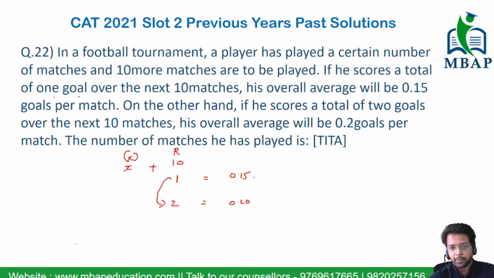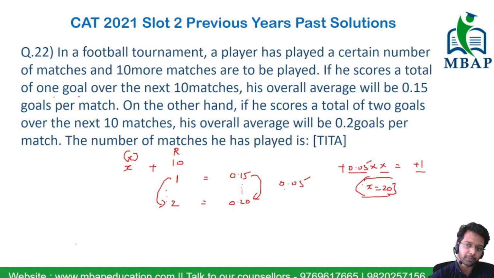So if I just put one more goal in the next 10 matches, my average number of goals per match is increasing by 0.05. And this comes only with a difference of one more goal. So you have to consider it this way: by putting one more goal in the next 10 matches, my average goals per match is increasing by 0.05. So the number of matches will be 0.05 times the total number of matches, equal to a difference of 1. By doing this, you understand that the total number of matches is 20.